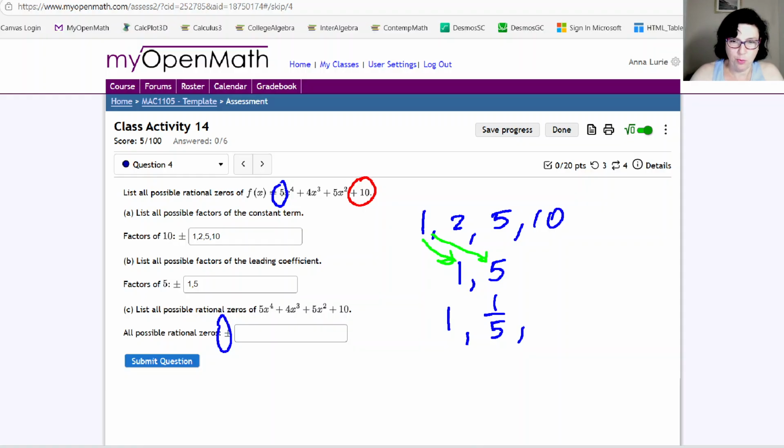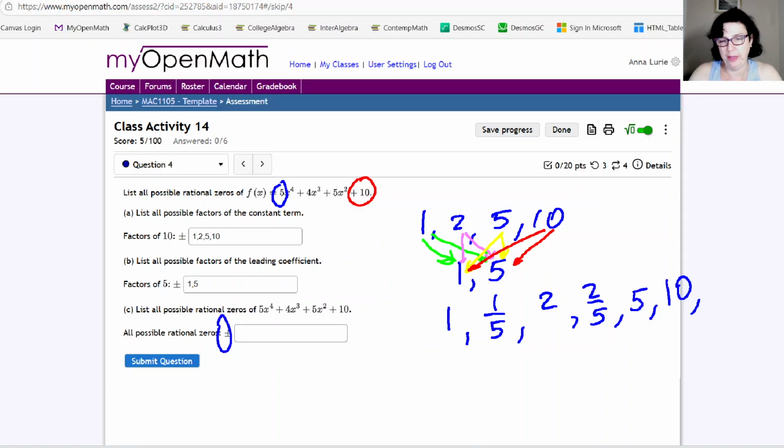Then move on to the next number, 2, divided by 1, divided by 5. So what do you get? You get 2 over 1, which is 2, and then 2 over 5. So that's 2/5. Next, move on to, I'm kind of running out of colors. The next number is a 5, so divided by 1, divided by 5. What are you going to get? Well, 5 over 1 is 5. 5 over 5 is 1, but that one's already included. And then finally, take 10 divided by 1 and then divided by 5. So 10 divided by 1 is 10. And 10 divided by 5 is 2, but that's already listed.